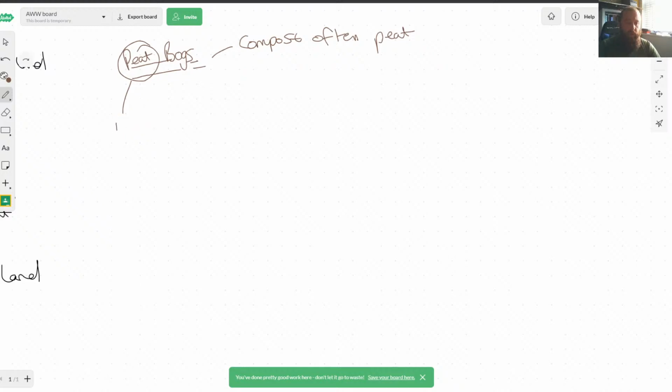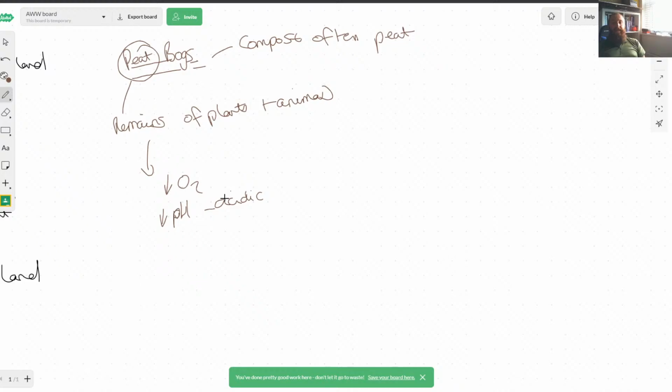We've got the remains, but because of the conditions, we have very low levels of oxygen and we have quite low pH. So actually, the soil itself is quite acidic. Now, what that means is that there's not very much bacteria that can actually live there because the conditions just don't favour the bacteria.